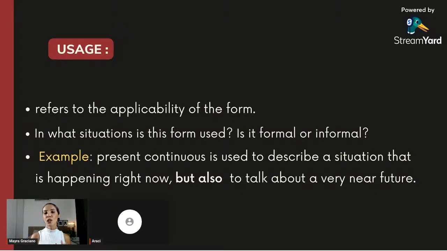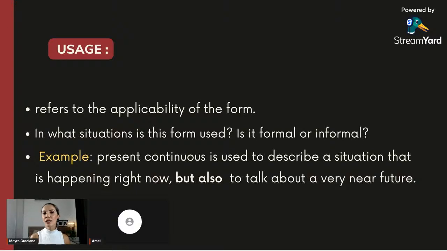Present continuous is used to describe a situation that is happening now. So you know how to use that grammar, but also to talk about a very near future. So here we have two usages for the same grammar. Okay, so I am teaching now, but imagine that I can use this present continuous to talk about a near future. I'm traveling this weekend. It doesn't mean that I'm traveling now, but this is a near future that is nearly happening. Okay, I'm traveling this weekend.